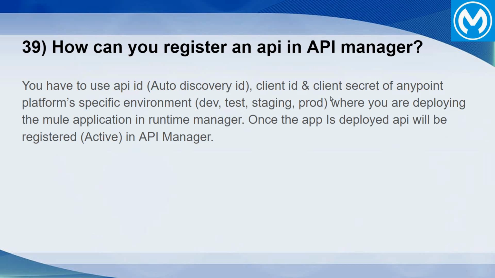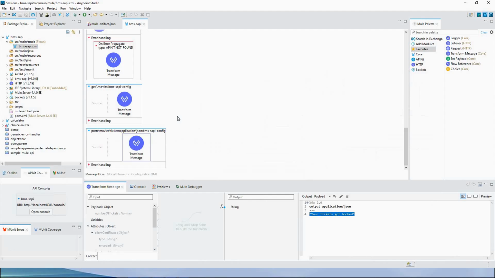Okay, and all these three things you have to pass in the runtime manager or to the application as inputs while you are deploying your Mule applications to the runtime manager, and then it will be registered in the API manager, or the API will be turned into active mode. So we'll see a common demo for both the questions.